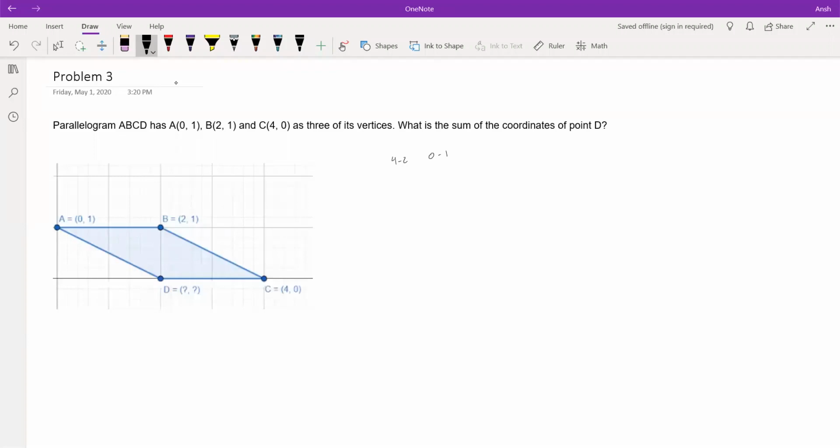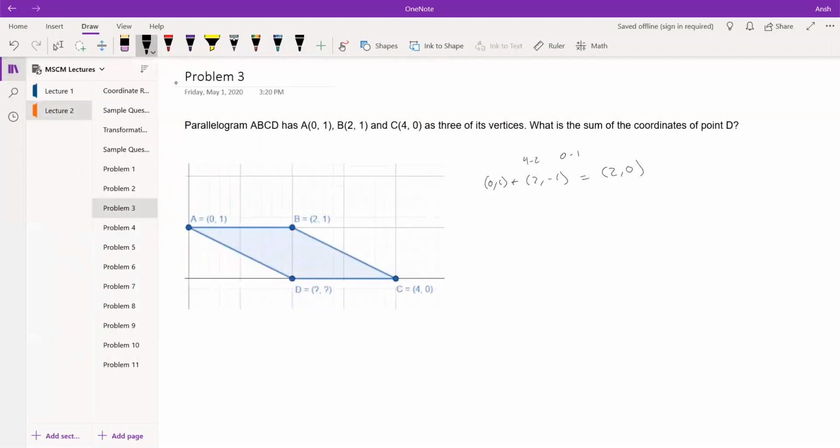So we apply the same translation to A, and this gives us D at (2, 0). We can tell that pretty clearly from the graph, but even without looking at the graph, you can just do it in your head without having to draw it out. And this gives us our final answer of 2.